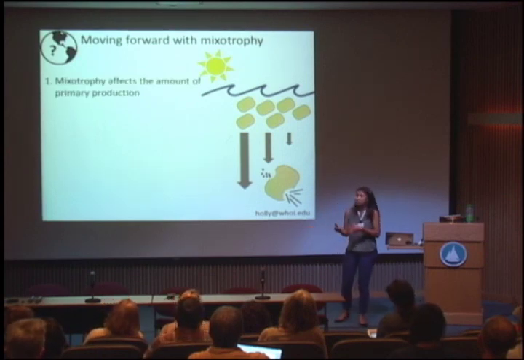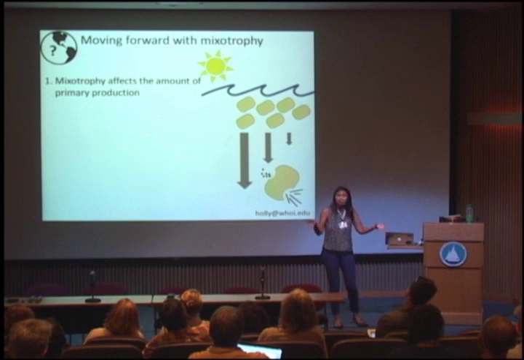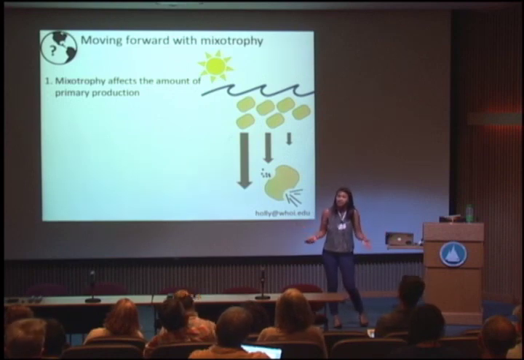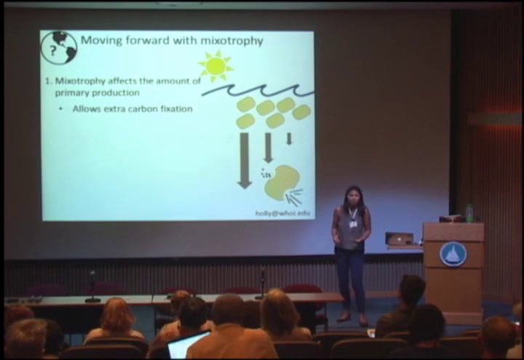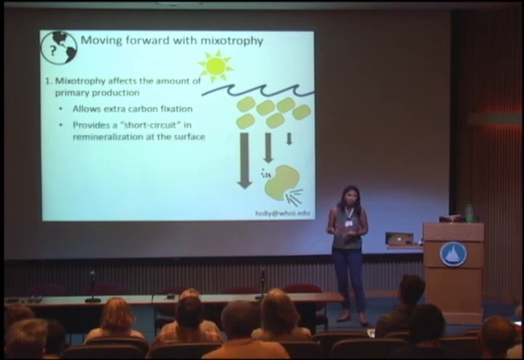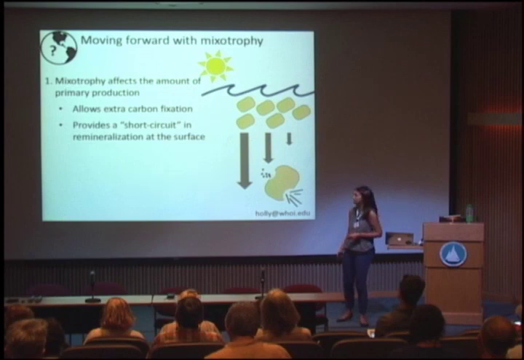I've argued today that mixotrophy is of course important because we're talking about photosynthetic organisms that are setting the base of primary production. They can allow for extra carbon fixation, in particular by changing the efficiency with which nutrients are used in the surface ocean.